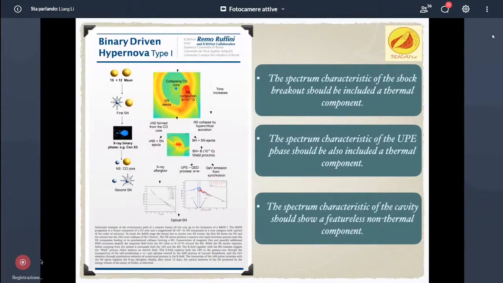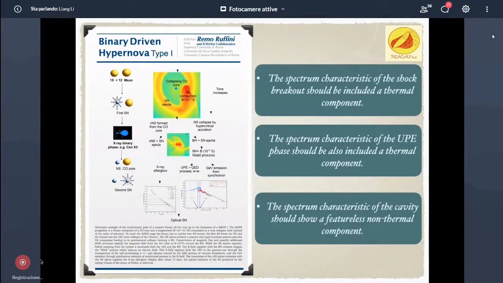This model can be simply described by this cartoon picture. I will focus on what the observational characteristics predicted by this model are. In the model, there are three major stages to describe the system evolution, and correspondingly produce different observed spectra and light curves. The first one is the supernova rise process, which is produced by the CO core explosion. This emission corresponds to a thermal component, a Planck function spectrum. It will appear at early time.